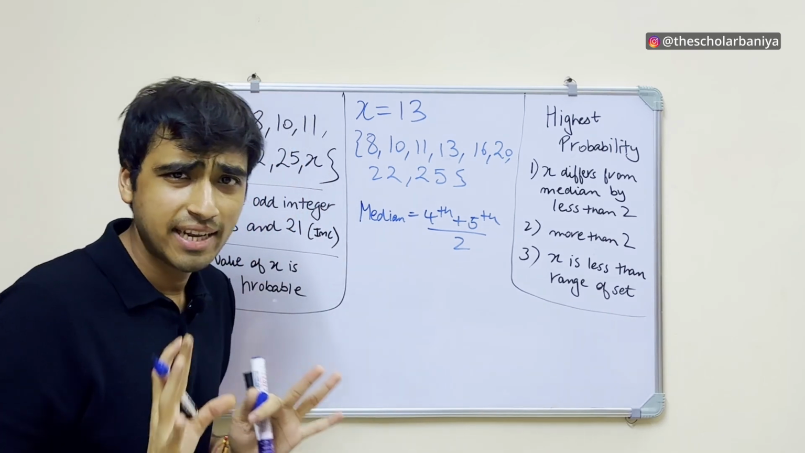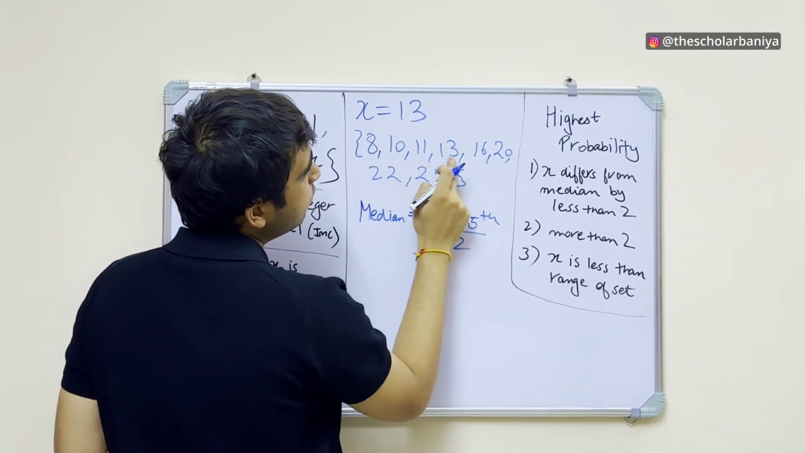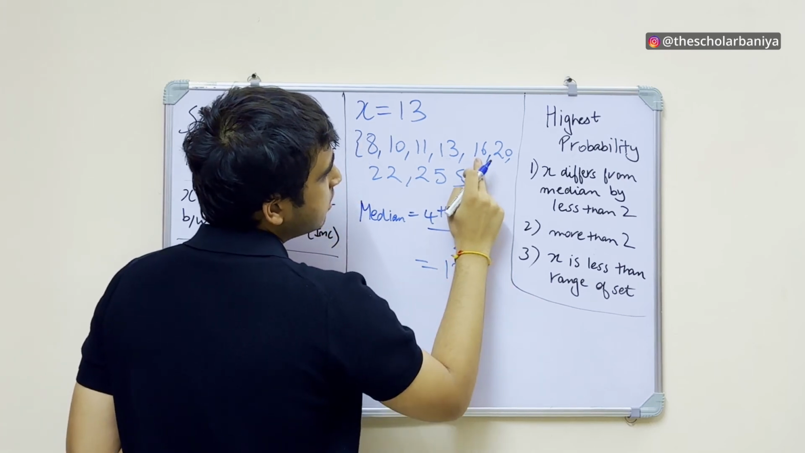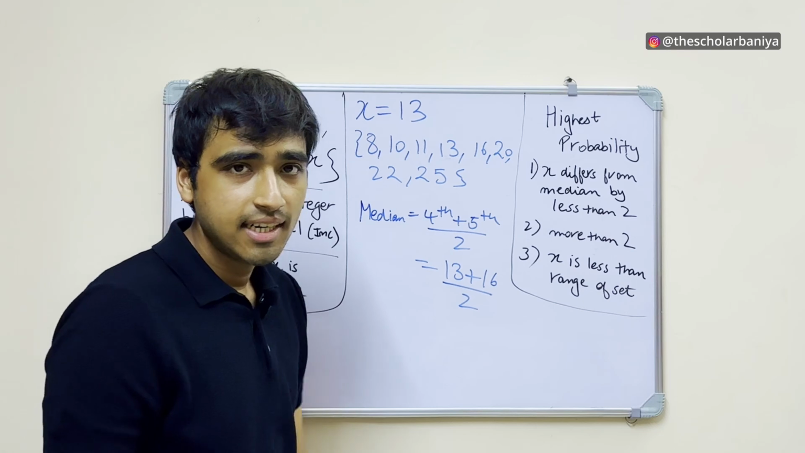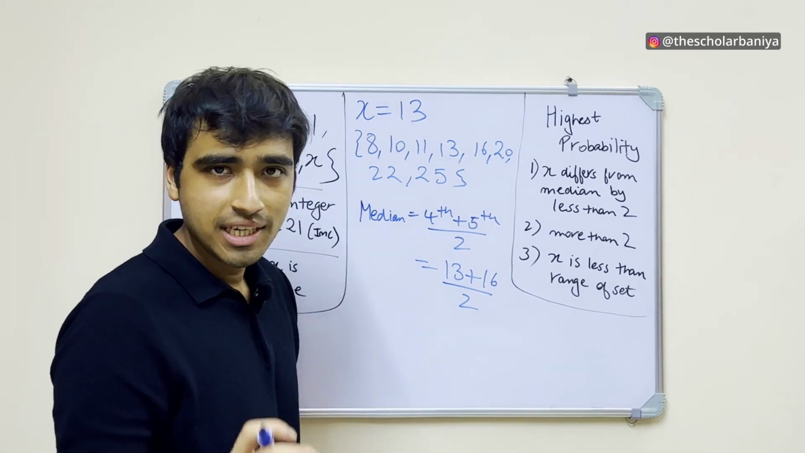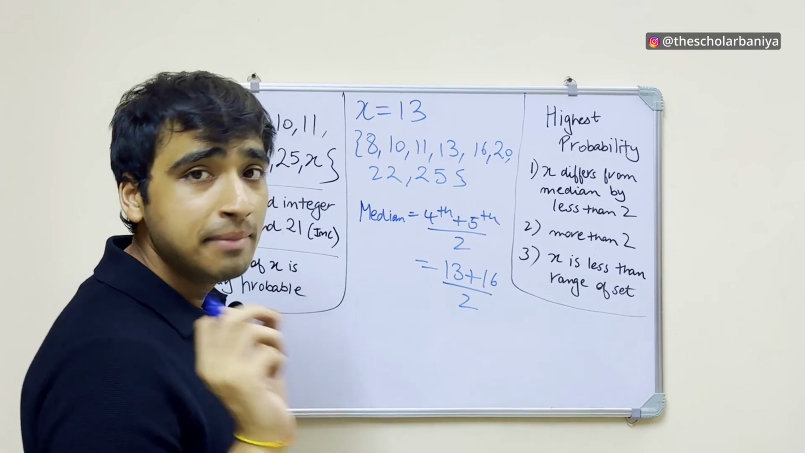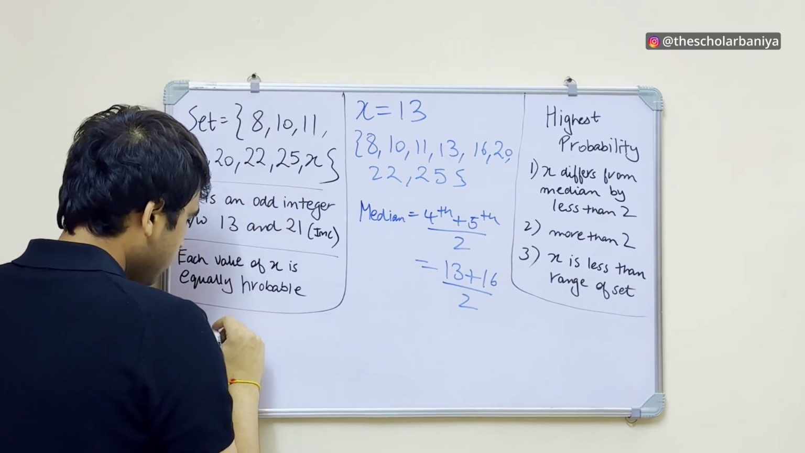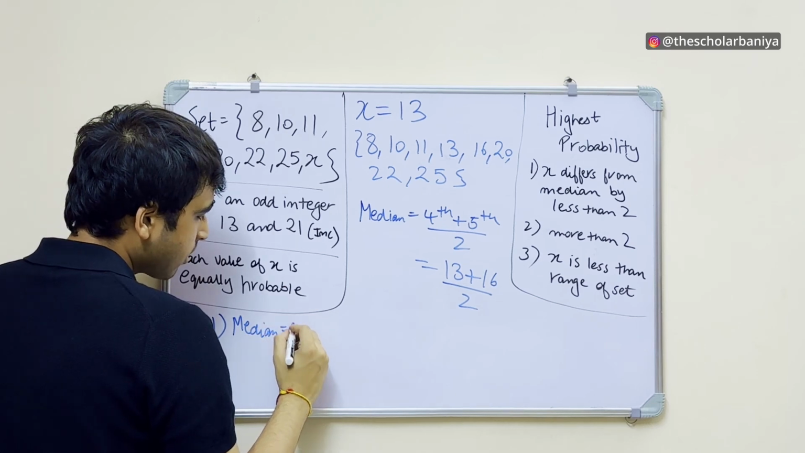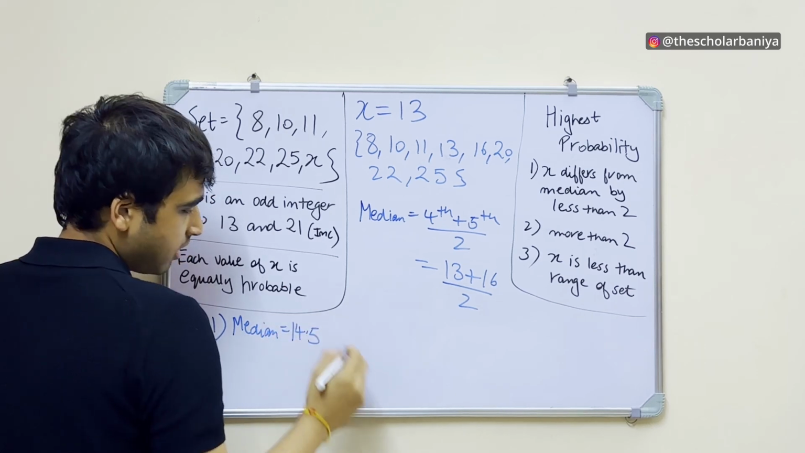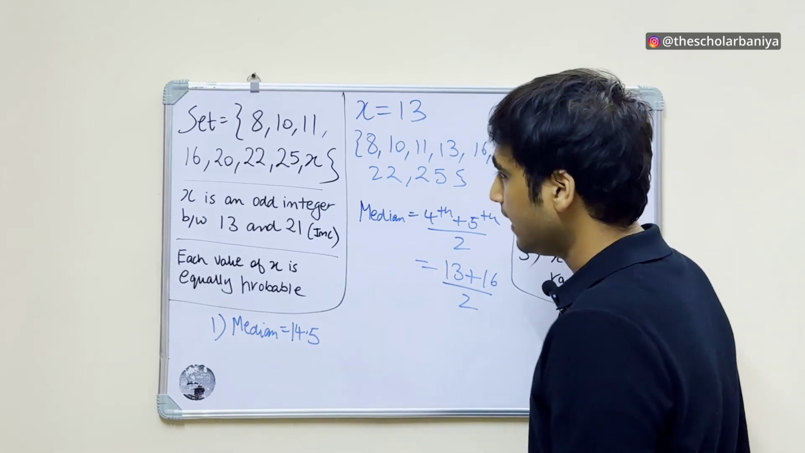I hope this is very clear by now. So what is the fourth term? 1, 2, 3, 4: it is 13. Plus the fifth term, 16, upon 2. So 13 plus 16 is 29, and 29 divided by 2 is 14.5. So for the first case, the median is 14.5.